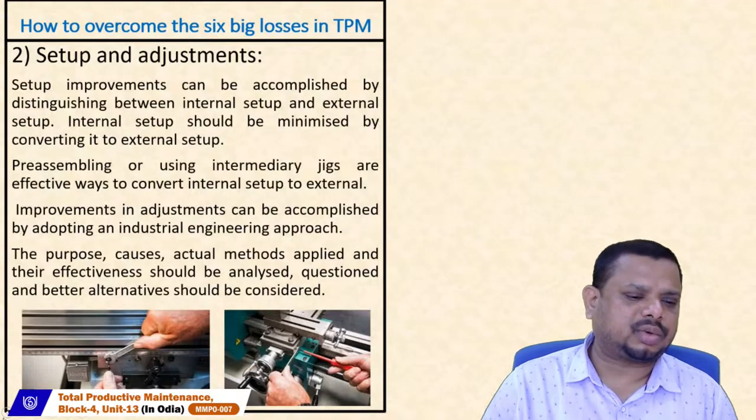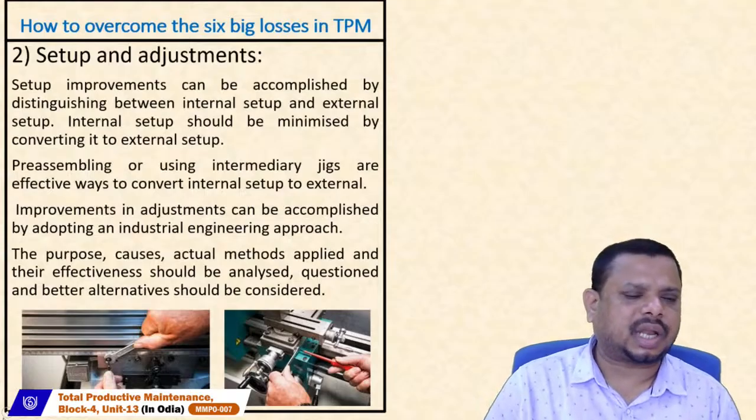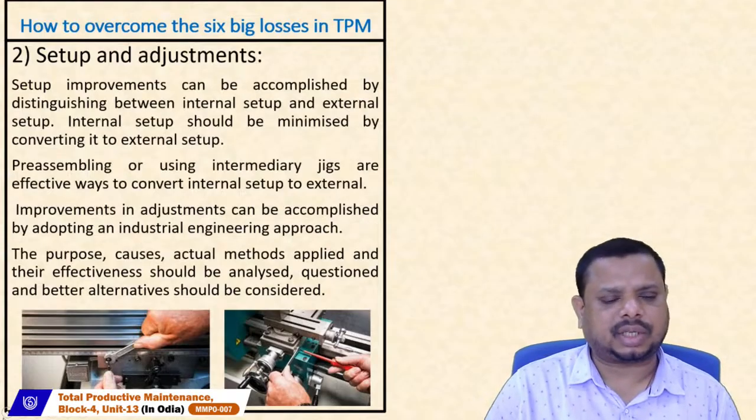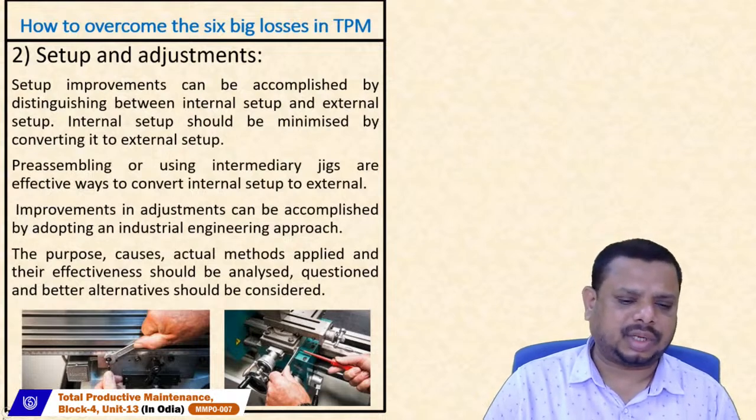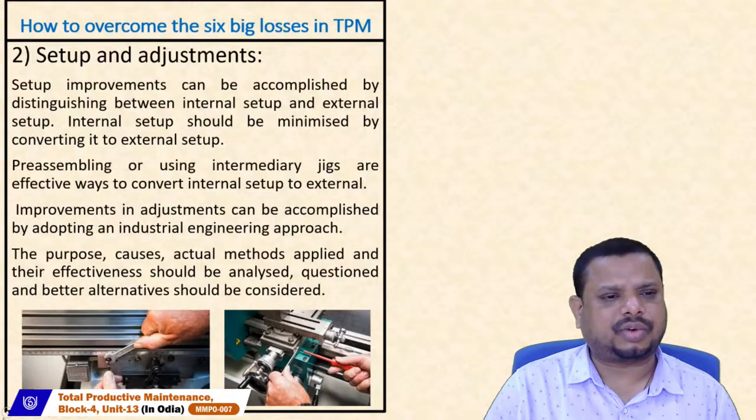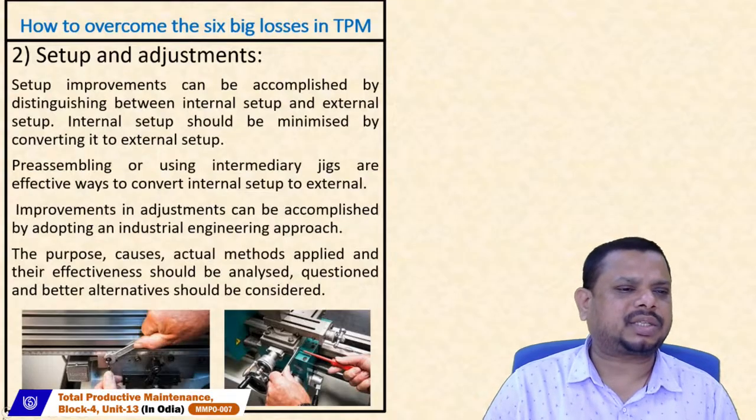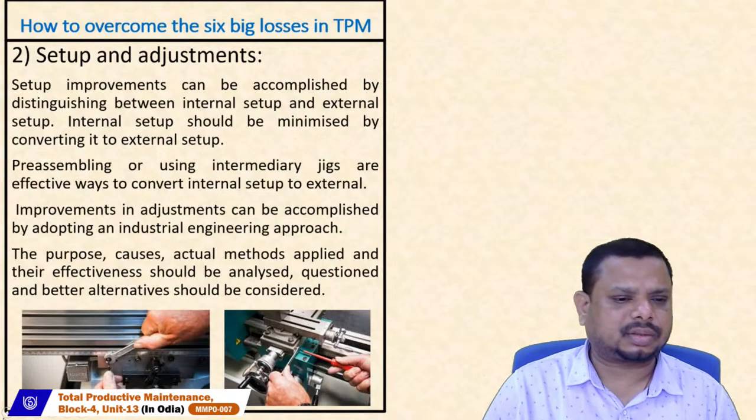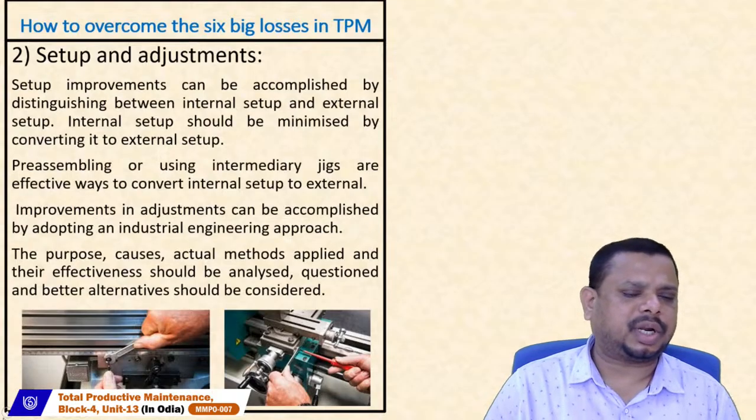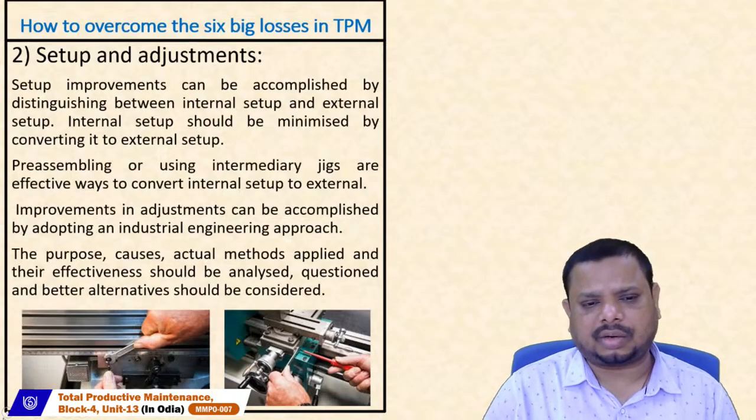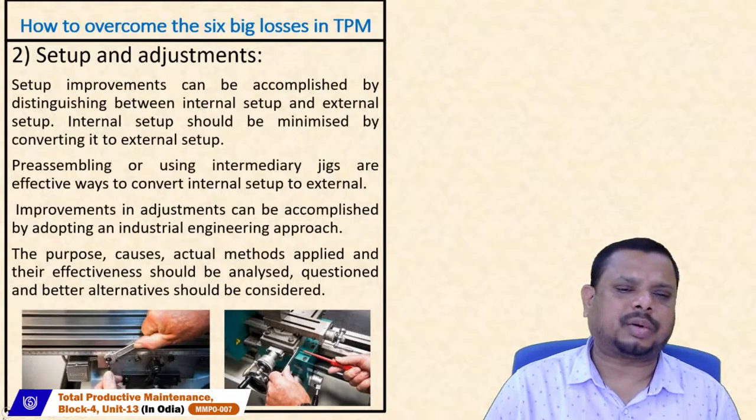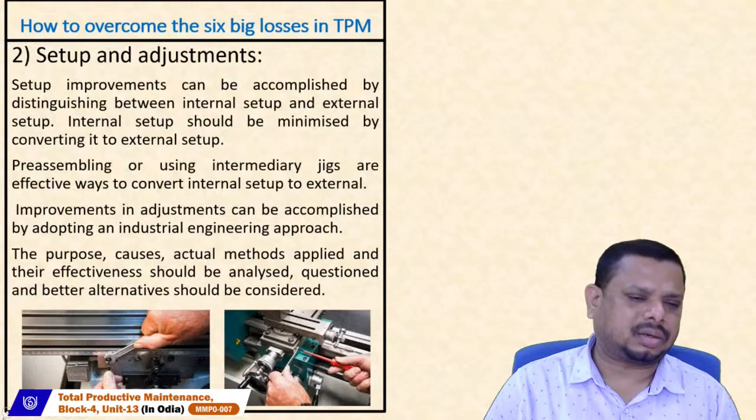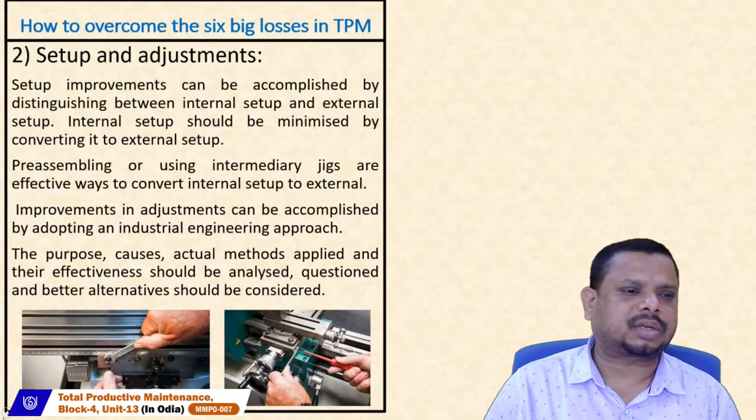Moving to the next one, setup and adjustment. If you observe this particular figure, during the starting of machines, a large amount of machine setup is required. The maintenance personnel use various spanners as well as tools for setup, and in some cases, after setup, they go for adjustments. If not properly adjusted, it directly degrades the quality of your production output, or errors are included in the product.